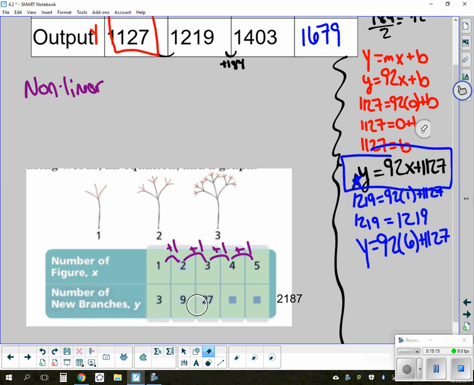Besides adding 3, what could I do to get from 3 to 9? Or besides adding 6. Did I put add 3? No, I had add 6. I could also multiply by what number?